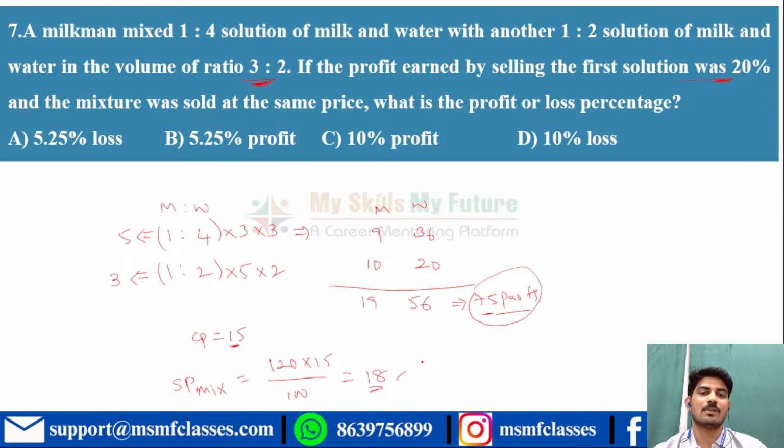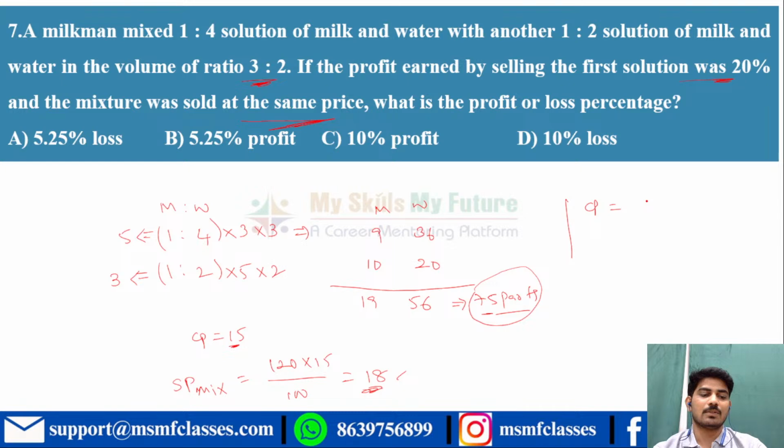So he gave one point here: the mixture was sold at the same price. And what are we getting here? The cost price we are getting is 19 here. So this was the cost price we are getting, 19 here.